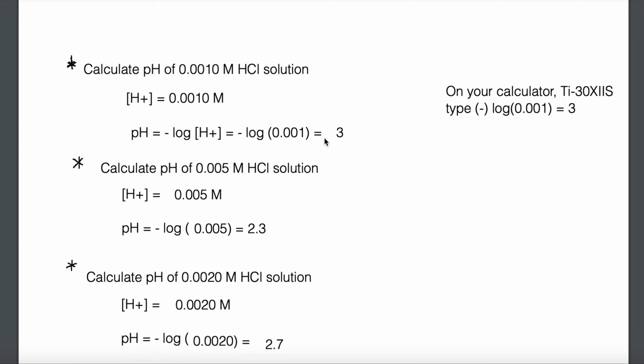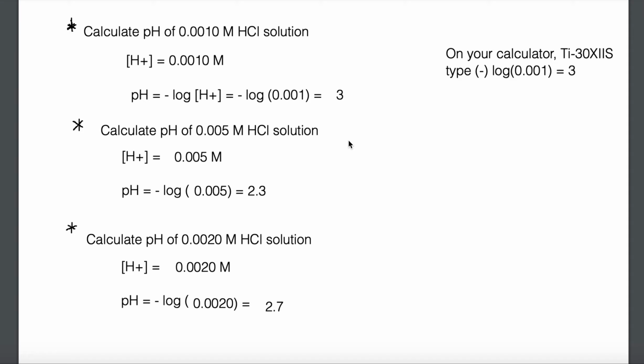All right. Here's more pH calculations. Now, calculate pH of 0.0010 M HCl solution. HCl solution is the same as H plus. So, H plus is 0.0010. Take the minus log of 0.0010. That will give us 3. pH equal to 3. If pH is 3, that's less than 7. It is acidic. The solution is acidic.